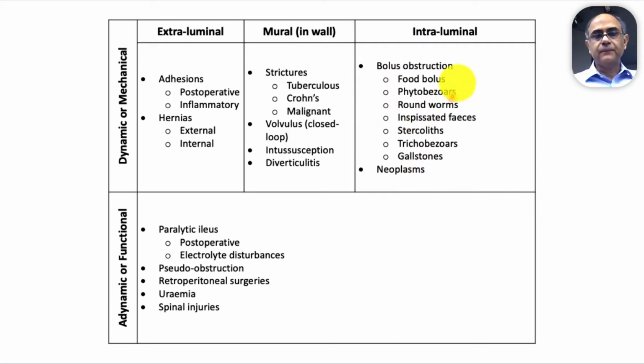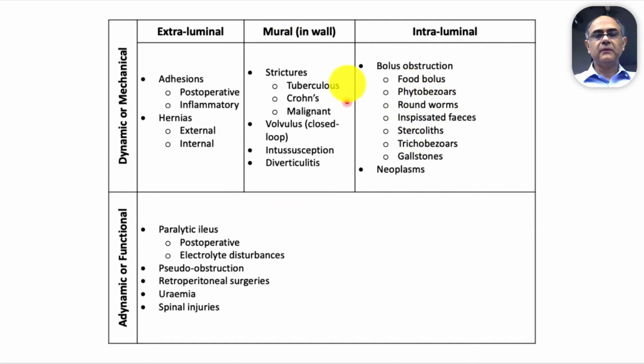Then comes bolus obstruction, some sort of a big bolus. It can be a food bolus, phytobezoars, some worms, trichobezoars, even gallstones. Bolus obstruction can happen mostly in the small bowel, not in the large bowel. Why? Because the small bowel has a smaller lumen as compared to the large bowel, and at the junction between the small bowel and the large bowel there is a big ileocecal valve, which stops all the boluses going forward into the large bowel. That is why bolus obstructions are mostly known for the small bowel.